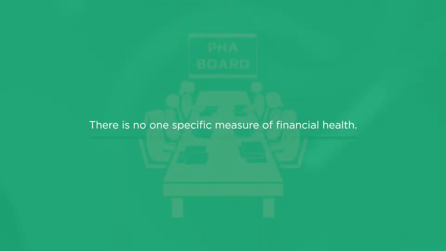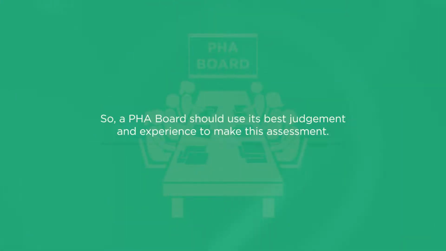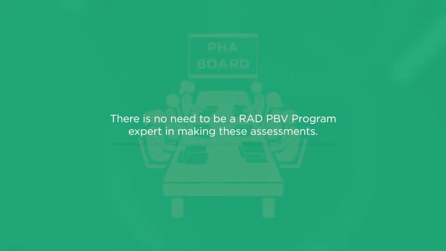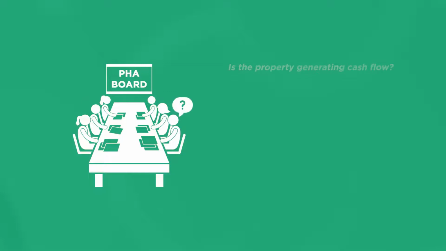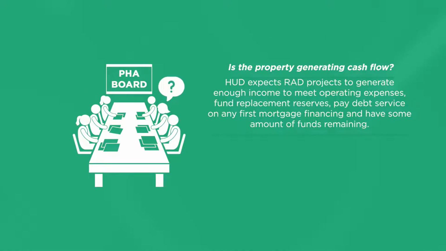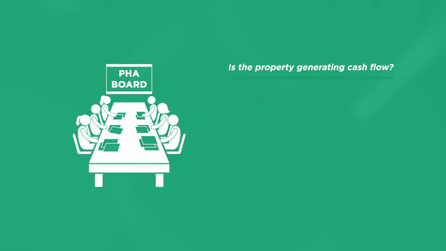How does a PHA board verify the financial health of a covered project? There is no one specific measure of financial health, so a PHA board should use its best judgment and experience to make this assessment. There is no need to be a RAD PBV program expert in making these assessments. Some questions to consider are: is the property generating cash flow? HUD expects RAD projects to generate enough income to meet operating expenses, fund replacement reserves, pay debt service on any first mortgage financing, and have some amount of funds remaining.